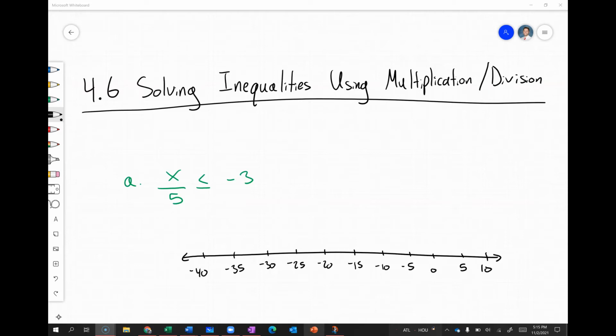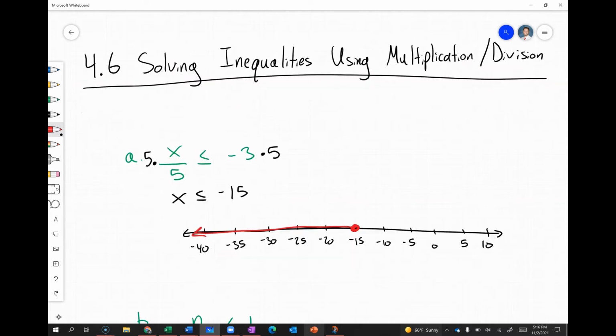So, first example, we have x divided by 5 is less than or equal to -3. So again, we want to isolate our variable using inverse operation, so we would multiply by 5 on both sides. That's going to leave us with x is less than or equal to -15. So we can go ahead and graph that. Less than or equal to means we're going to have a closed circle at -15 and our arrow going to the left. And I should probably use a different color here so we can see it more clearly.